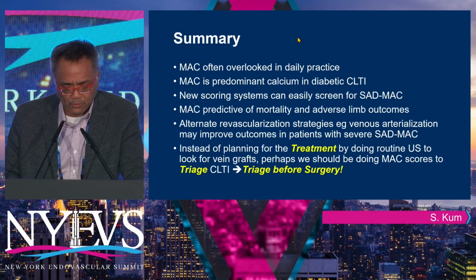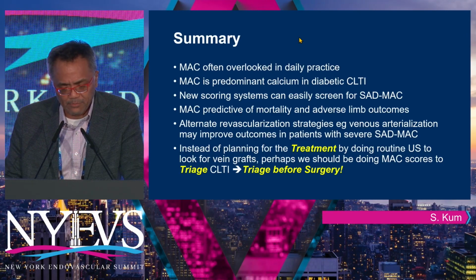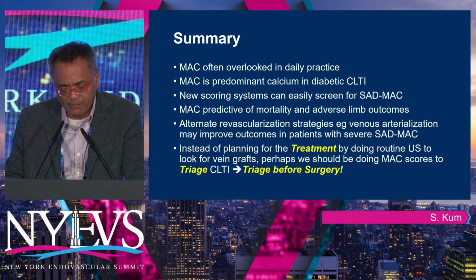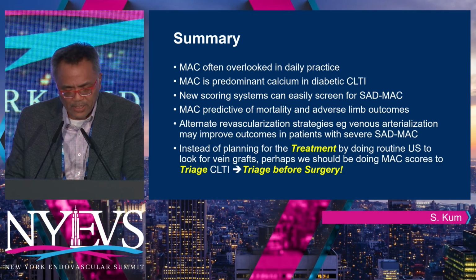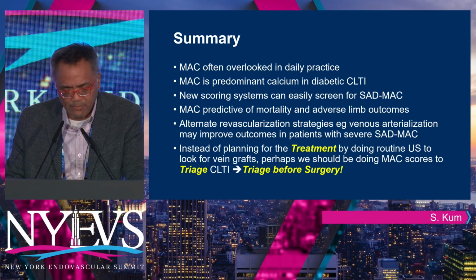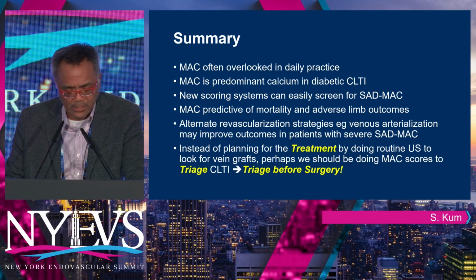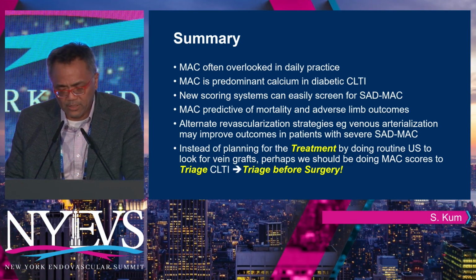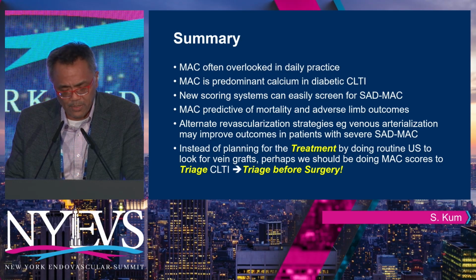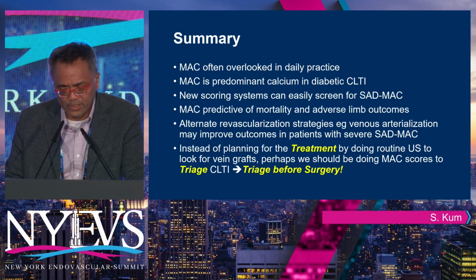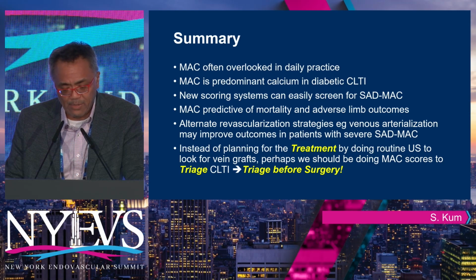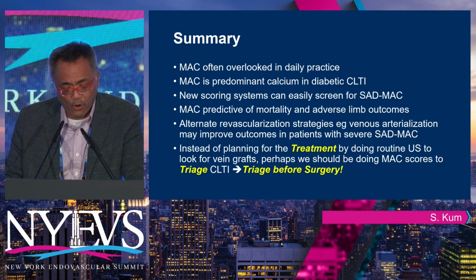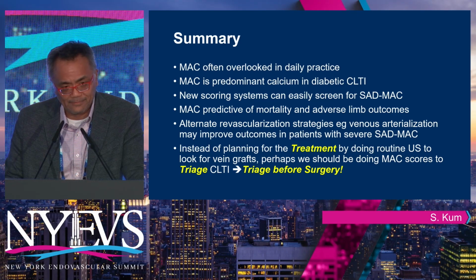So in summary, MAC is often overlooked in daily practice. It is predominant calcium in the diabetic critical limb ischemia. New scoring systems can easily screen for SAT MAC using plain radiographs. It's predictive of an adverse outcome in the limb as well as the cardiovascular system. Potentially, if you have a high MAC score, would this patient be better served with alternate methods of revascularization? And in my opinion, instead of planning for the treatment by doing routine ultrasound to look for vein grafts, maybe we should be doing MAC scores to triage the patient with critical limb ischemia. And we always triage before we go to theater. Thanks.